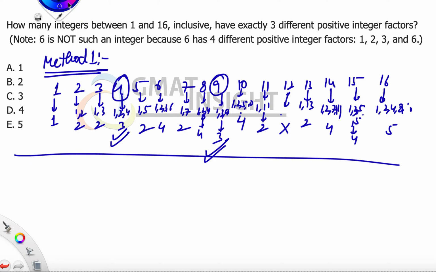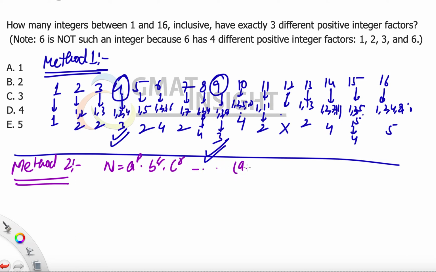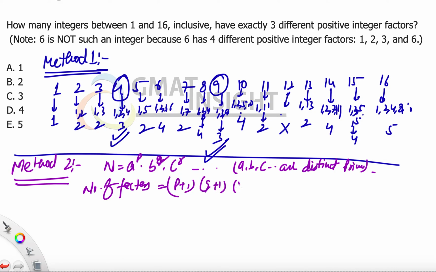Now let's talk about another method that's quite useful. First, let's try to understand what kind of numbers will have exactly 3 positive factors. There is a property that we learn in number properties. You can watch my video on number properties to see the property that if the number is given in the form of a to the power p, b to the power q, c to the power r, etc., where a, b, c, etc. are distinct prime numbers and p, q, r are their respective powers, then the number of factors is given by (p plus 1) times (q plus 1) times (r plus 1), etc.